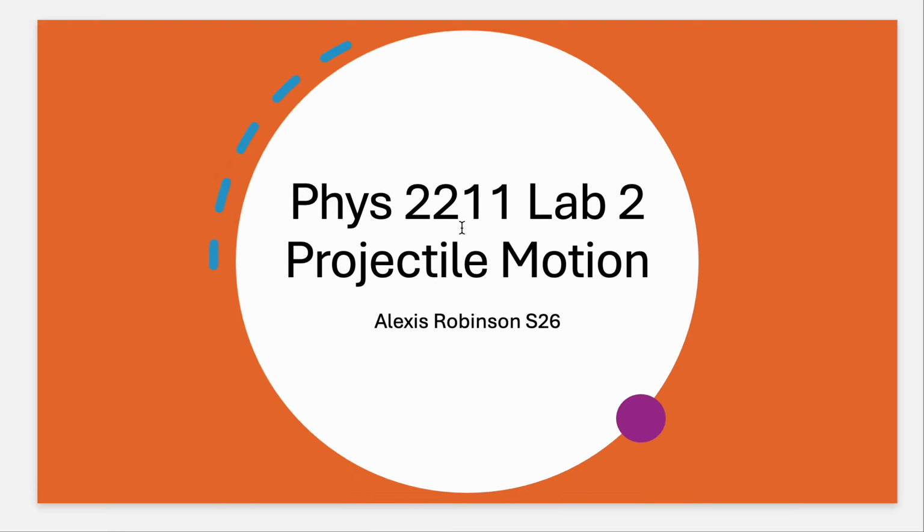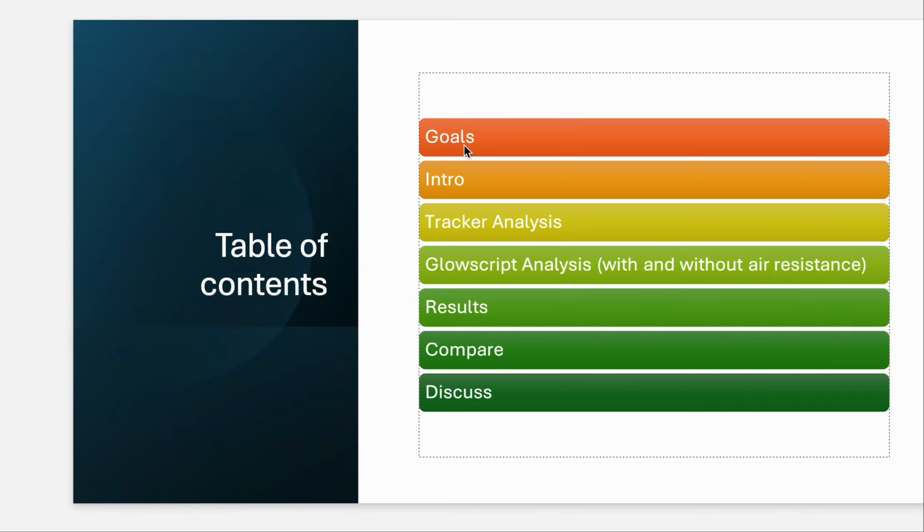I'm Alexis Robinson. This is Lab 2 Projectile Motion. The table of contents includes goals, intro, tracker analysis, glow script analysis with and without air resistance, results, compare, and discuss.